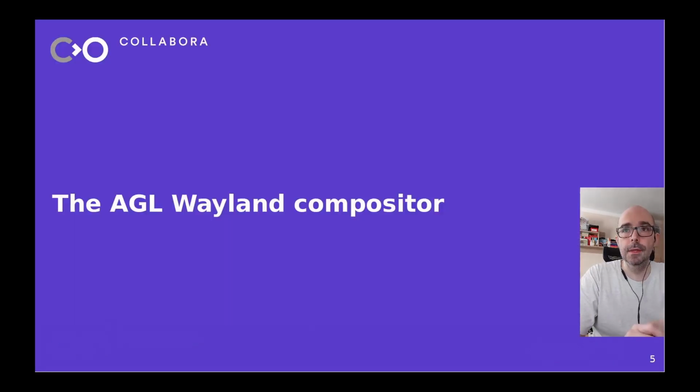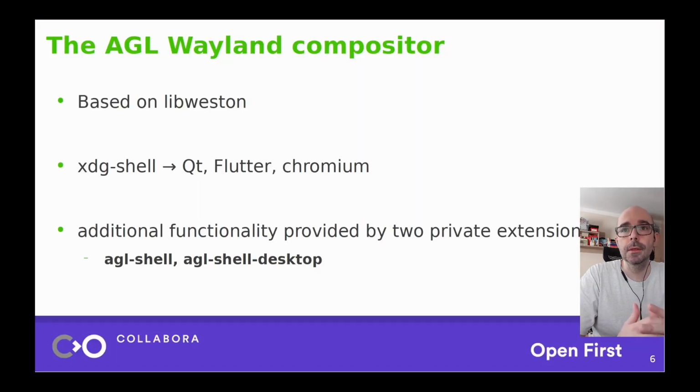So what is the AGL Wayland compositor? It's a libweston-based compositor. We no longer use IVI shell, but instead we use a libweston-based compositor and rely on XDG shell for window management purposes, as all runtimes and toolkits have support for it. Applications do not require any kind of modifications, and any other additional functionality is provided by two private extensions, AGL shell and AGL shell desktop, which are provided with the AGL compositor.